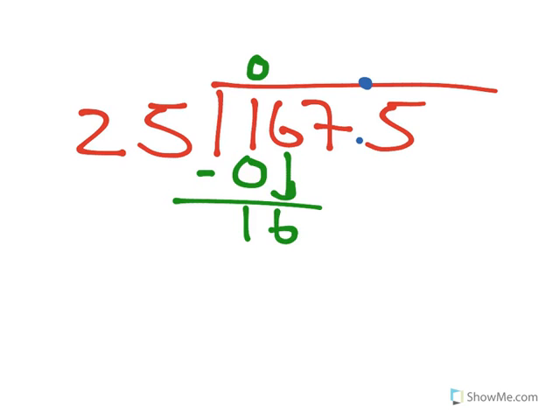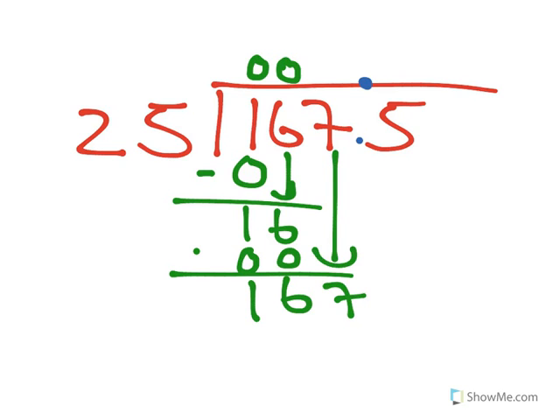Does 25 go into 16? Again, the answer is no. Put a 0. 0 times 25 is 0. Subtract. Bring down the 7. Does 25 go into 167? And if I think of money, that would help me out, like 25 cents into $1.67. And I know the answer is yes.